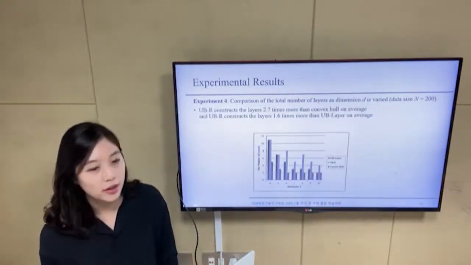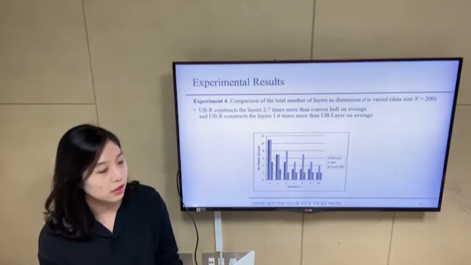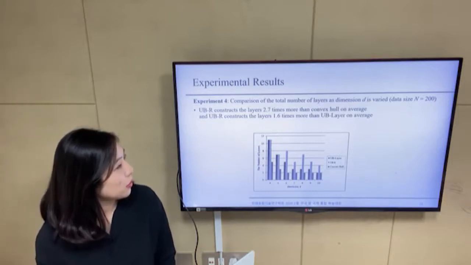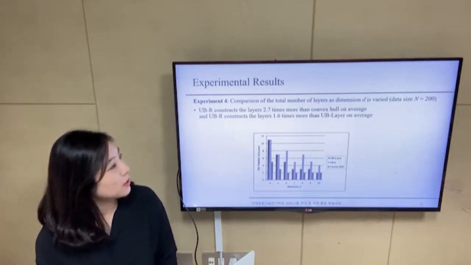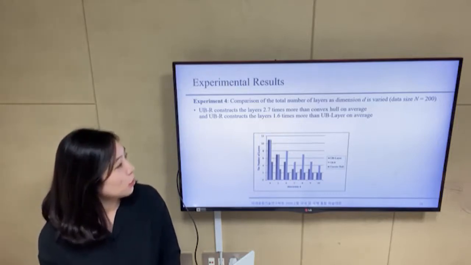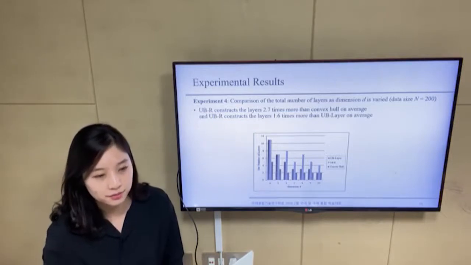Also, we compare the total number of layers as dimension is varied again. UBR constructs 2.7 times more layers than convex hull on average, and UBR constructs 1.6 times more layers than UB layer on average.